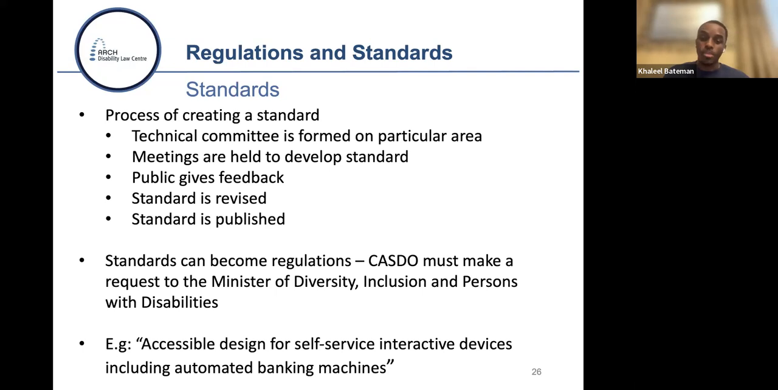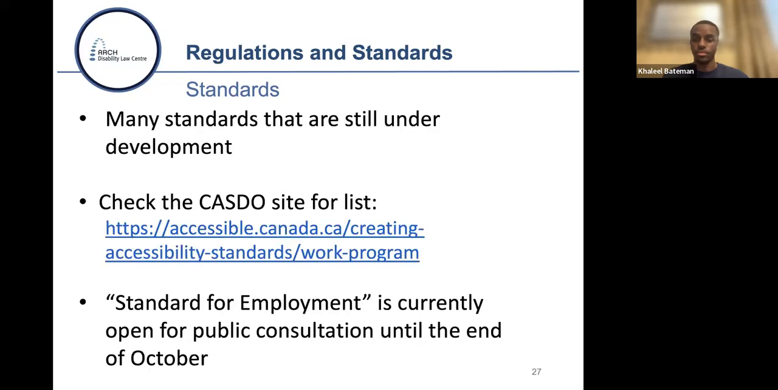Here I have an example of a standard that was created by CASDO in collaboration with the Canadian Standards Association Group. It's about an 80-page document outlining the ways in which organizations can make self-service interactive devices more accessible for persons with disabilities. One can check the list for standards that are still under development and available for public comment on the CASDO site. For example, there's an employment standard that has been put up for public review and comment, and it's up there until the end of this month.